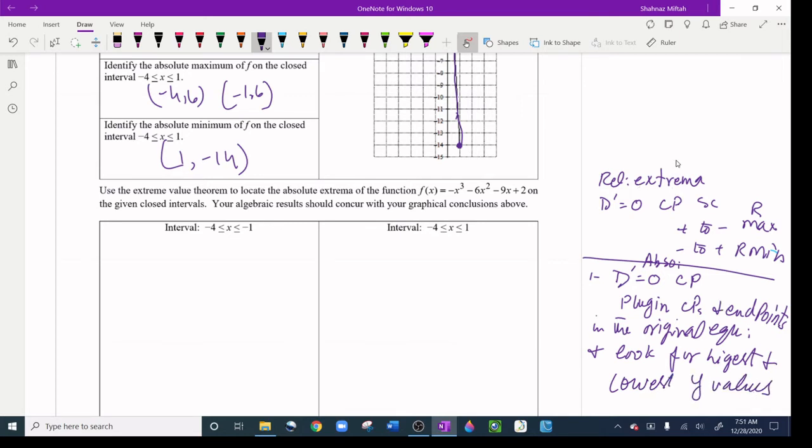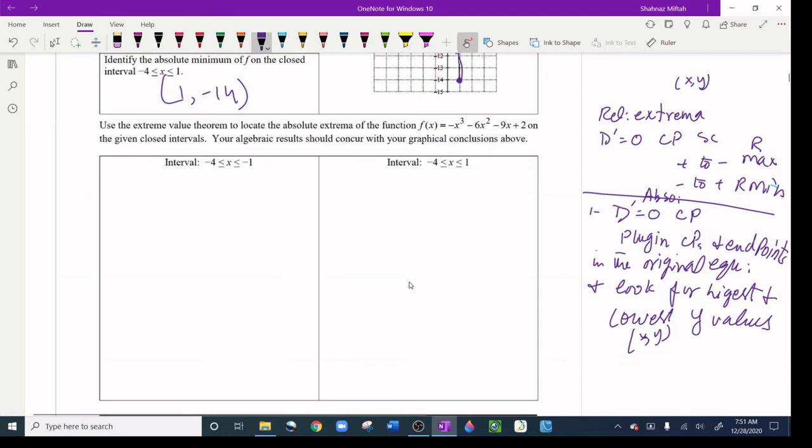Always, the answer for relative extrema has to be in an ordered pair, and if you give it as an ordered pair, that would be so nice. But if you just give the y value, that's fine too, but this one has to be an ordered pair. Okay, let's try. I'm going to use this one step: take a derivative.